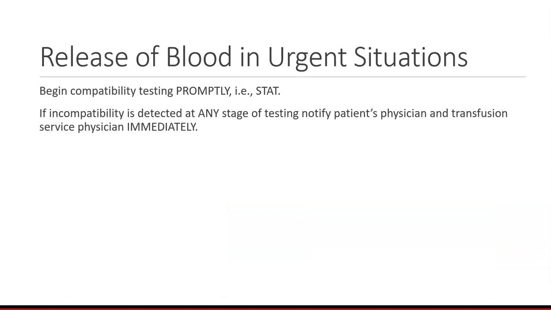Begin compatibility testing promptly, meaning stat. You drop everything you're doing. Yeah, you're going to have to start those tests over. So what? This patient's bleeding to death. So you drop whatever you're doing, and you start working on this patient. If an incompatibility is detected at any stage of testing, notify the patient's physician and the transfusion service physician or your supervisor immediately so they can make the call whether to stop this transfusion, or if the bleeding is out of control, they may wish to continue with this until you can find compatible blood.